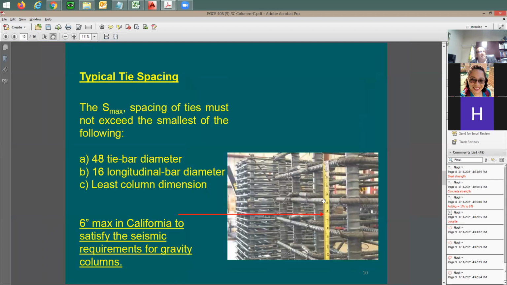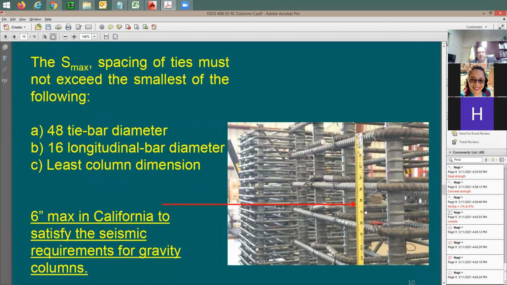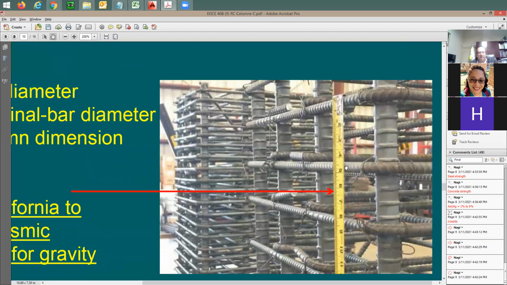Okay. How about the vertical spacing between ties? Look at the vertical spacing here. How many inches is this from this tie to that tie? Can someone read it for us, roughly?